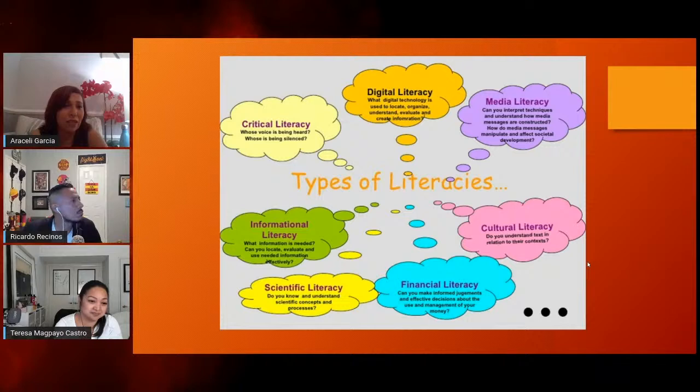So yes, we have informational literacy, scientific, financial, cultural literacy. Isn't that really important nowadays? Understanding people who are not like us sometimes, right? Media literacy, digital, critical literacy.